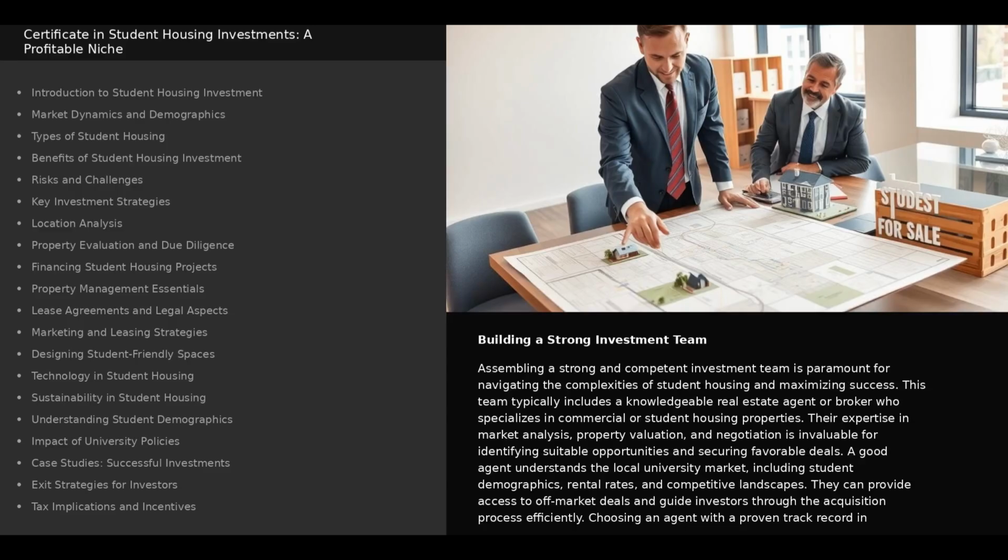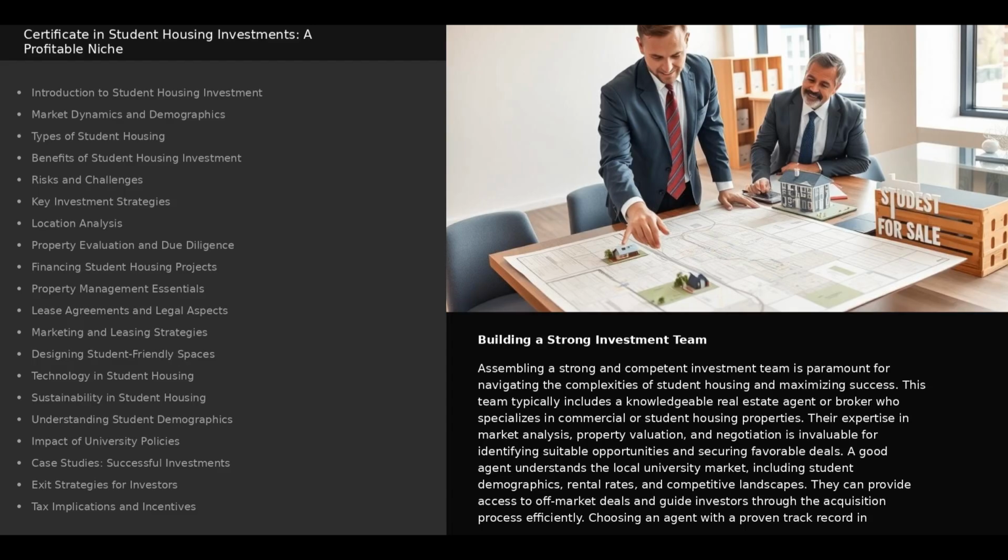Building a strong investment team. Assembling a strong and competent investment team is paramount for navigating the complexities of student housing and maximizing success. This team typically includes a knowledgeable real estate agent or broker who specializes in commercial or student housing properties. Their expertise in market analysis, property valuation, and negotiation is invaluable for identifying suitable opportunities and securing favorable deals.